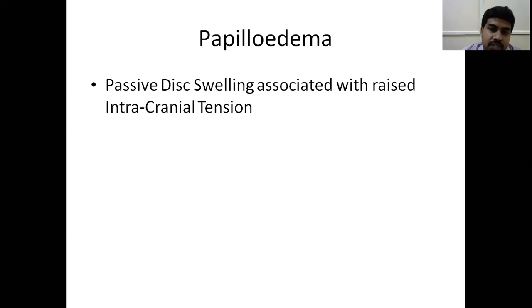But the cause was some infectious cause like measles, mumps, or idiopathic, I told you, or there could be trauma, or there could be different causes for optic neuritis. So there is an active inflammation there. It is an active process.